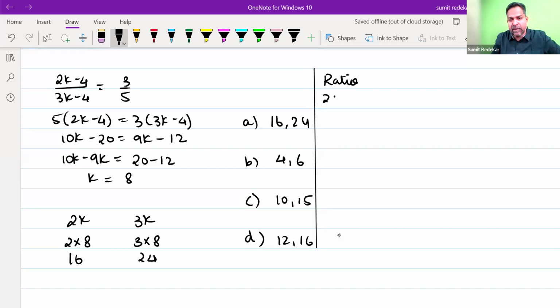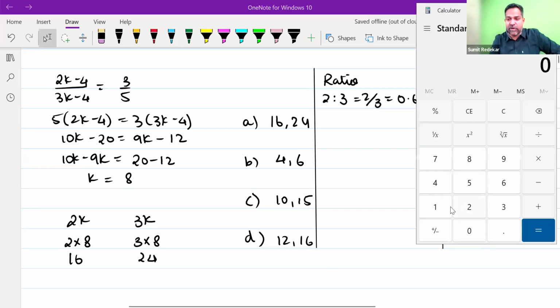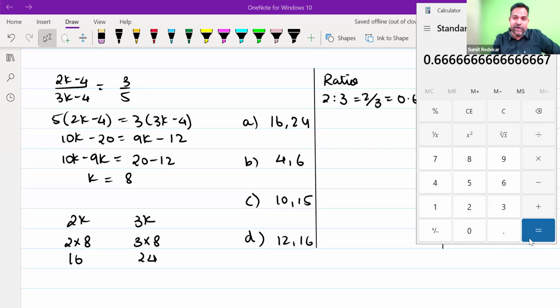2:3. But one minute, I don't understand what 2:3 is. No problem. 2:3 is 2 by 3. And what is 2 by 3? 2 by 3 is 0.66666. Great. We are going to divide every pair of numbers and check which is in the ratio of 0.66666. So let's begin. 16 divided by 24, and obviously that is the answer. We have solved it, so it should be that, correct?